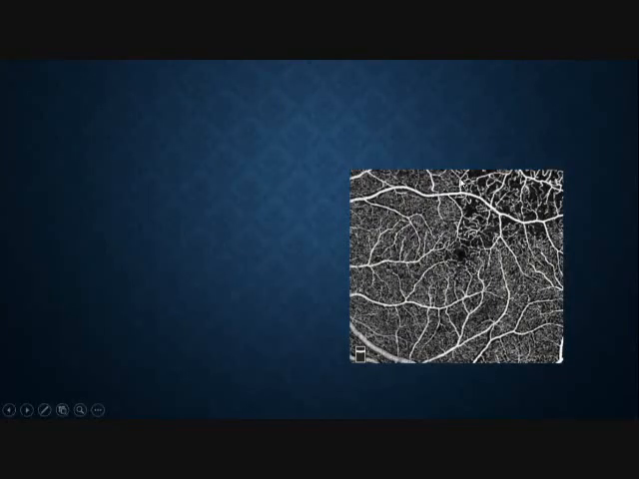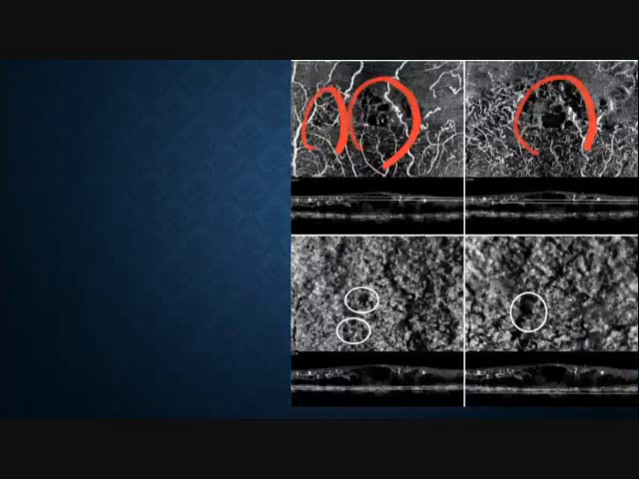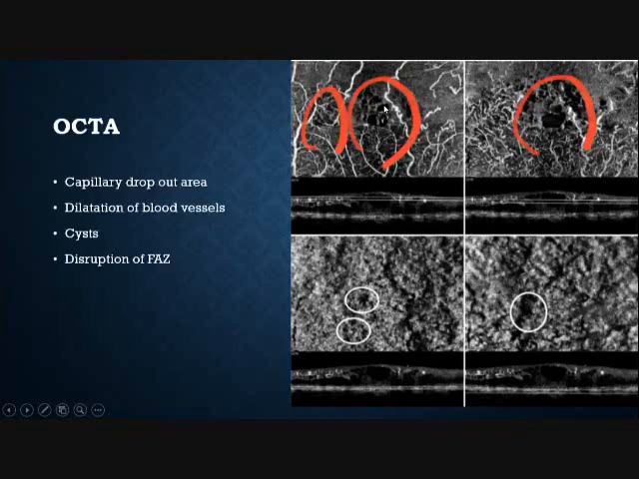So this is again loss of the capillary network, and this is an example of branch retinal vein occlusion. So there is not only loss of capillaries and dropout areas, but also dilatation of blood vessels. A few vessels are dilated, and there are cysts and disruption of the foveal avascular zone.